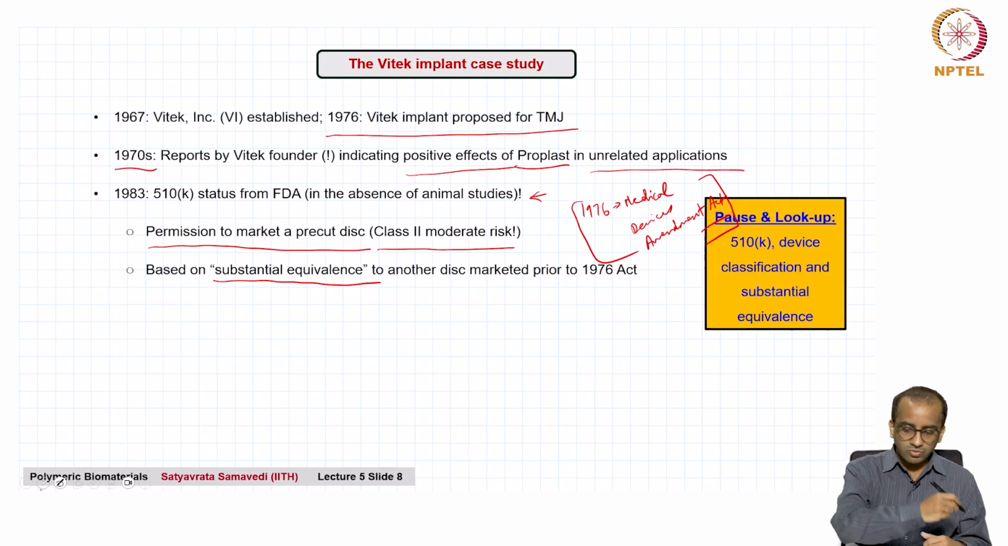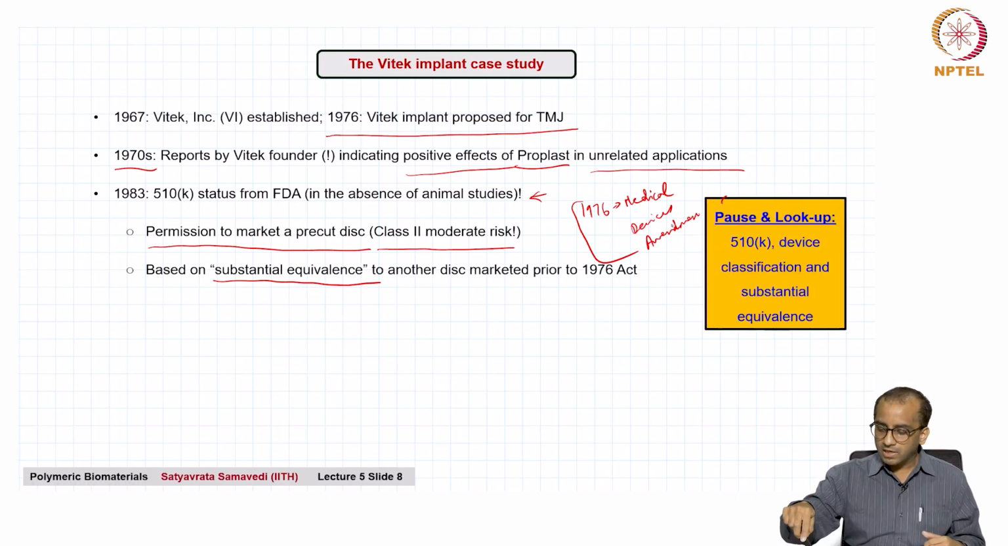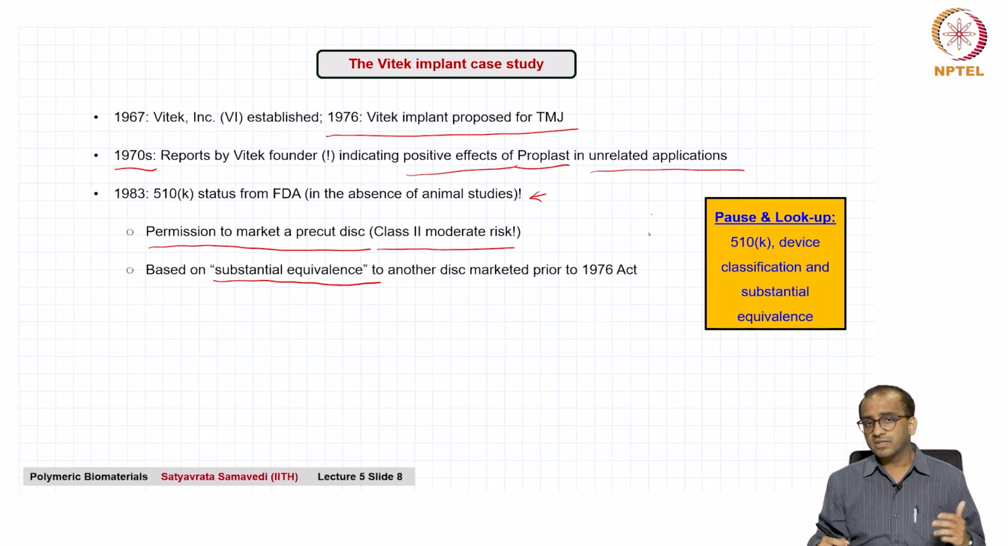At this juncture I would encourage you to pause and look up a little bit more about what 510K status means, how the devices are classified. I just gave you a quick summary of what the classification is, but I would encourage you to look at it in more detail, and also what is considered substantial equivalence, because that is a very specific thing that we are looking at here. And as it turns out, the wording itself is not that specific, and the Proplast founder took advantage of it here.